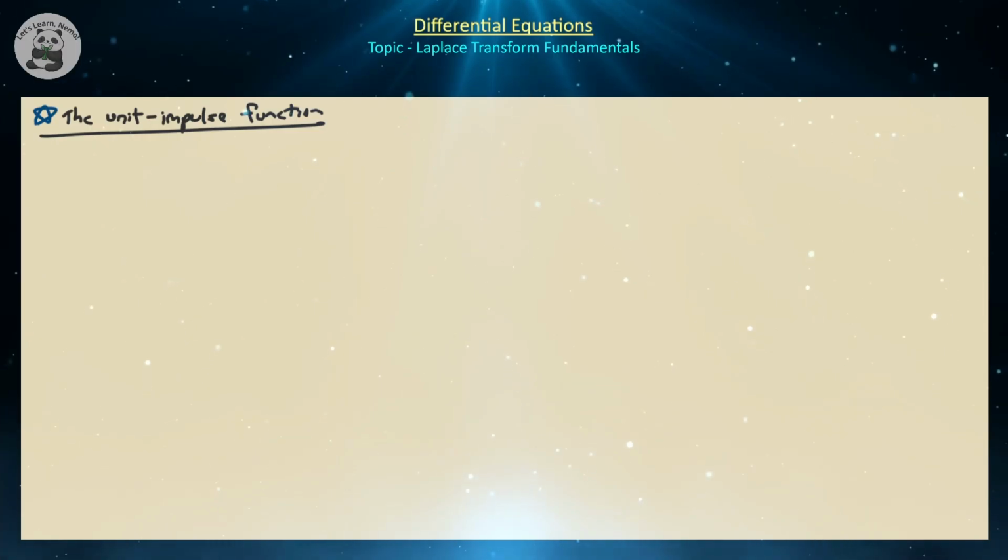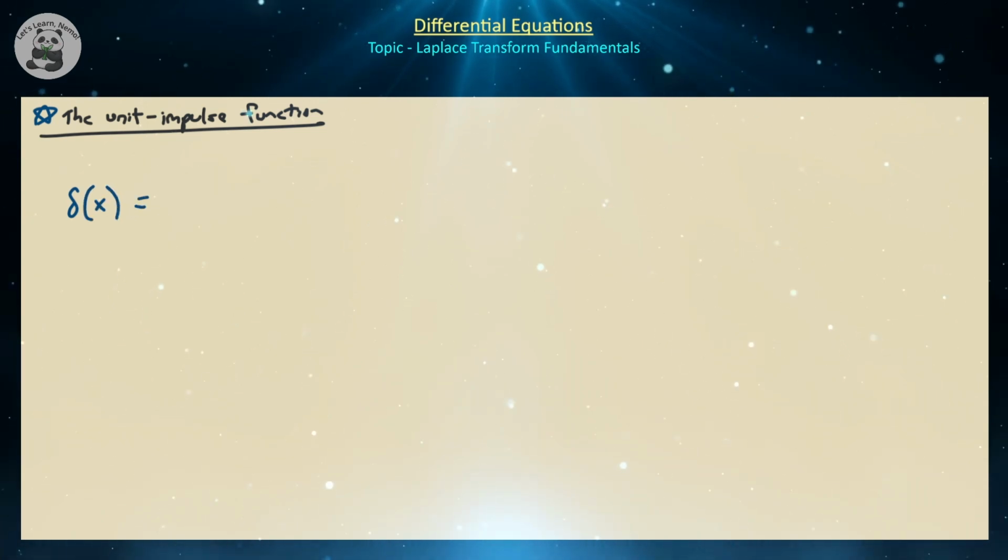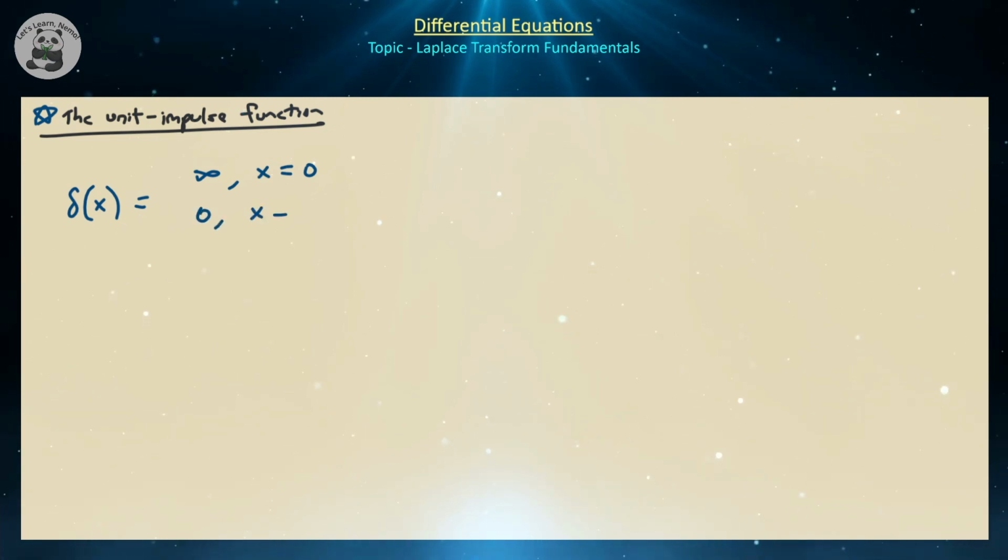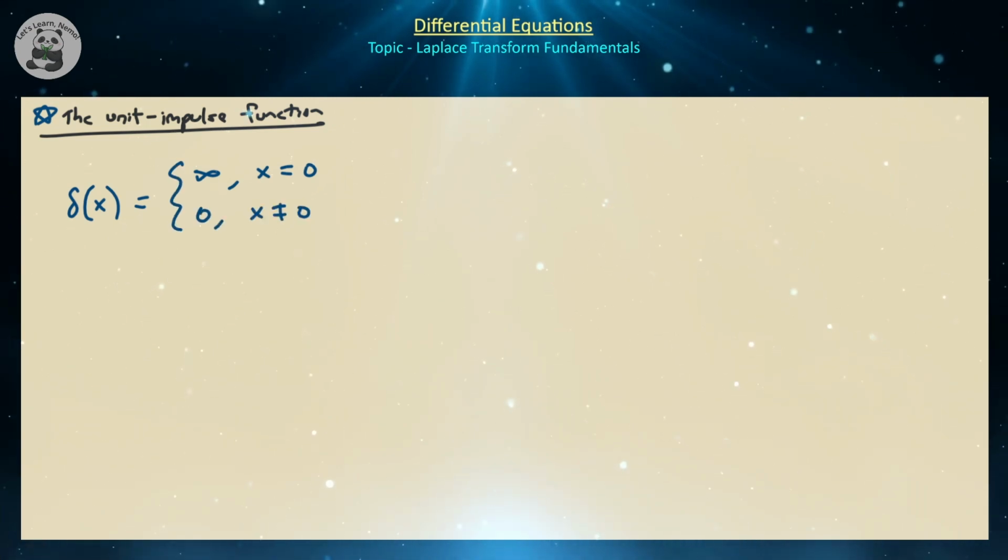The next function that I'm going to introduce is called the unit impulse function, and this comes up in a lot of physical applications where you have something that happens instantly and just disappears in terms of its effect, like a shock wave or an earthquake or a sudden impact of something. So the unit impulse function is defined, at least in one of the common ways, as delta x equal to infinity for x equal to 0 and 0 for x not equal to 0.